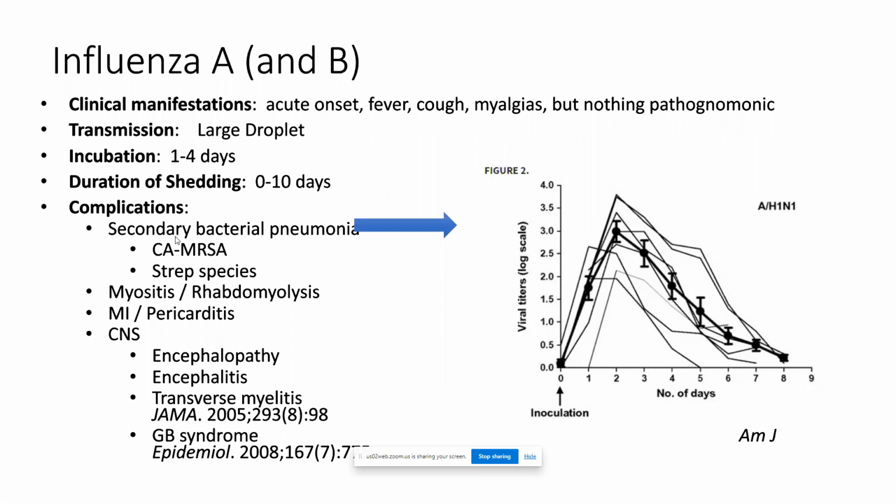And the big one are secondary bacterial pneumonias. That's often a community-acquired MRSA. That's the scariest one. Strep species. You can also get complications of myositis and rhabdo. We see this occasionally, pericarditis, and a variety of CNS manifestations, including encephalopathies, encephalitis, transverse myelitis, which are some of the scary ones, and even some Guillain-Barré. So those are the types of things that might show up.